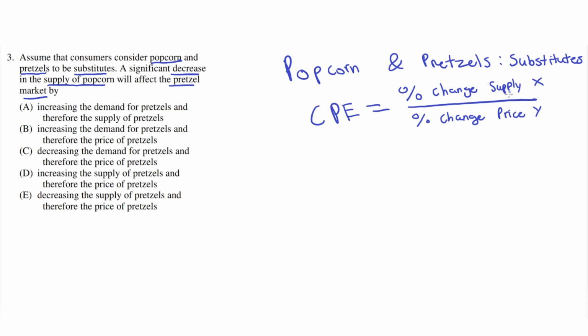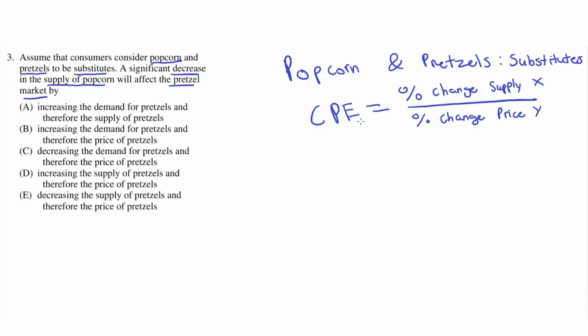Meaning that if the supply of good X increases, the price of good Y increases. Or if the supply of good X decreases, the price of good Y decreases. So let's look at how this will relate to this question. In this question, we're told that there's a decrease in the supply of popcorn, and we're asked what will happen in the pretzel market.